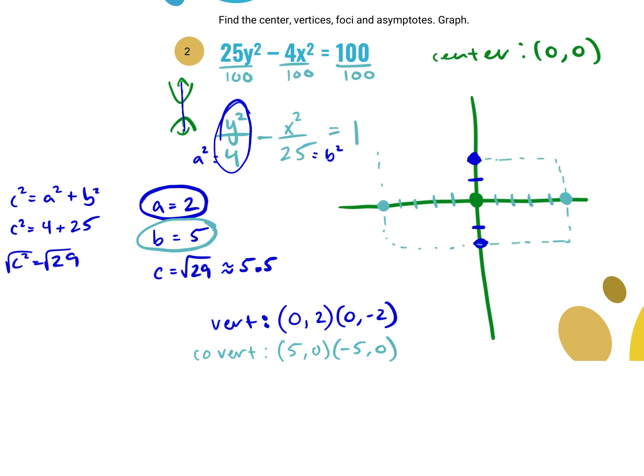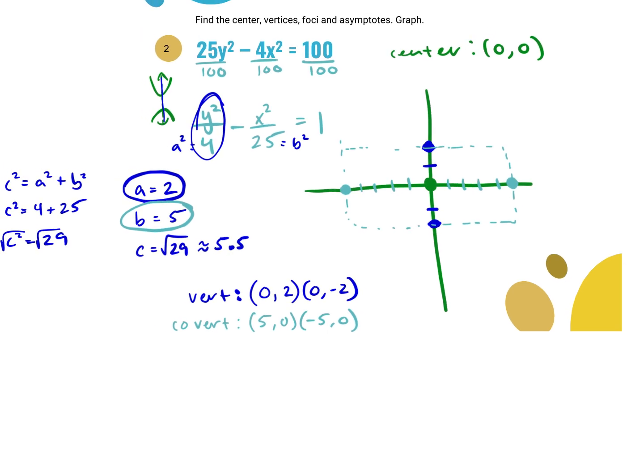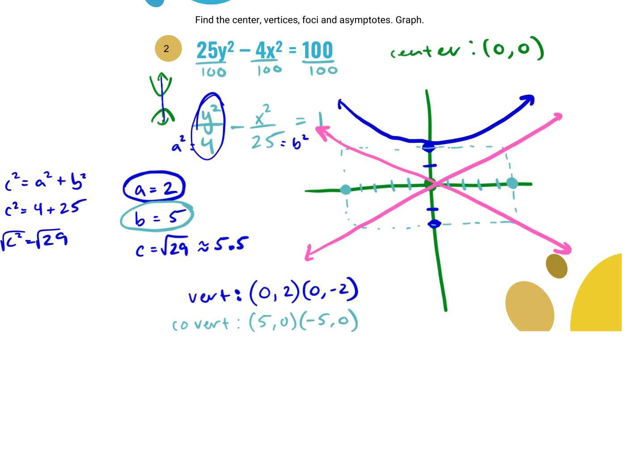I'm going to draw my box with the vertices. And then my asymptotes are going to go through the diagonals of the box. These are asymptotes, which means that I can draw my hyperbola. It just hugs the asymptotes. So it'll look like this. And it goes through the vertices.